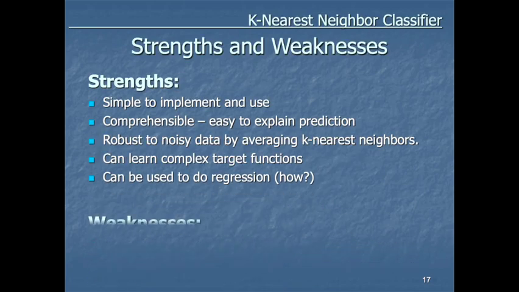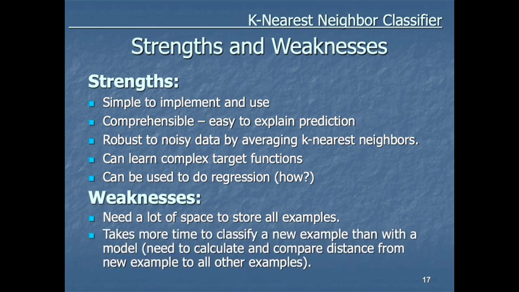And as I mentioned at the beginning of the class, there are some strengths and weaknesses for KNN. First of all, it's simple to implement and use. It's easy to explain the prediction, it can learn complex target functions, and it can be used in regression. Why? How can we use KNN for regression?